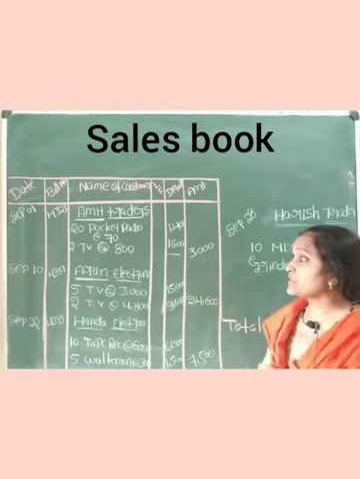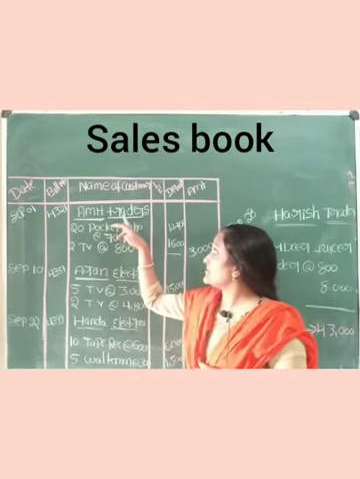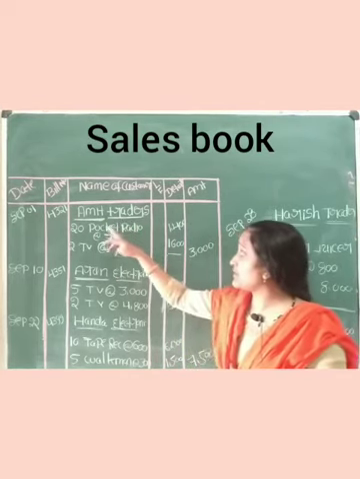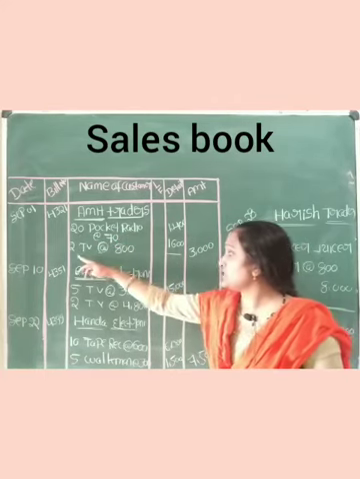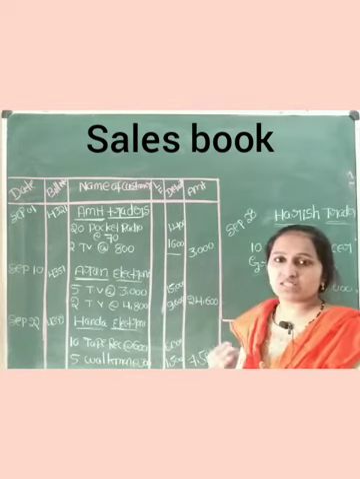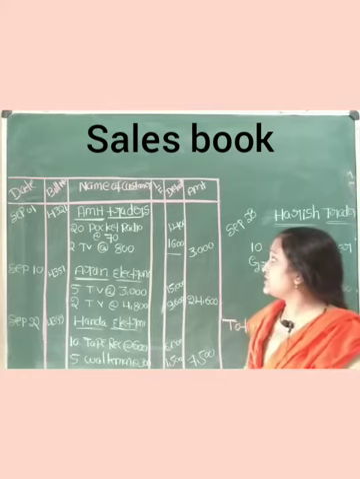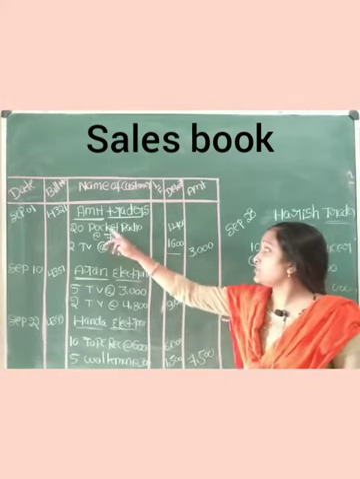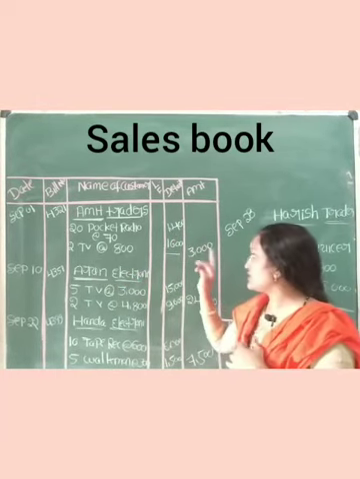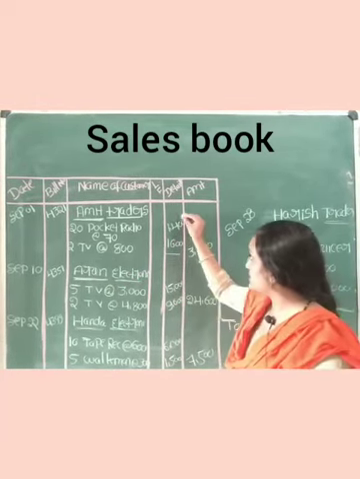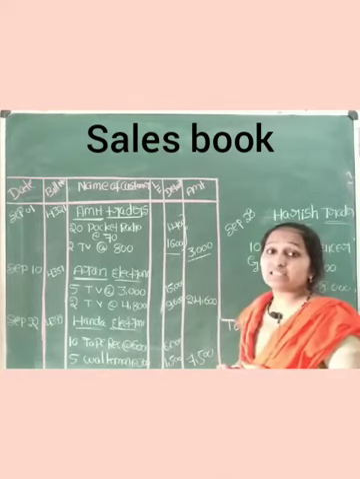Here the example I have taken is September 1st, Amit Trader. From Amit Trader you have sold 20 pocket radios at 70 each and 2 TVs at 800. In the previous class about the purchase book we studied this, right? In the same way we do the calculation here also. Multiply 70 into 20, it is 1400, and 800 into 2 is 1600. Add these two figures, 1400 and 1600, and you get 3000.